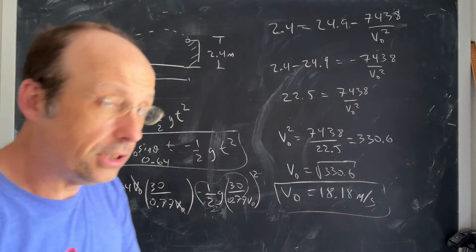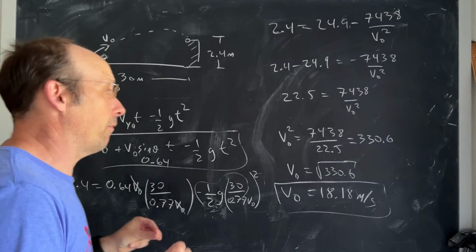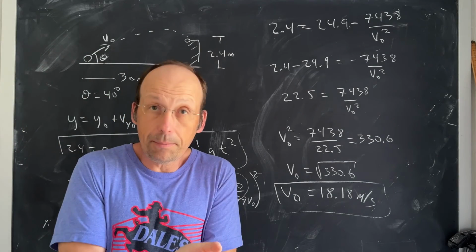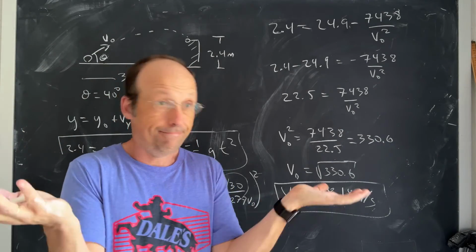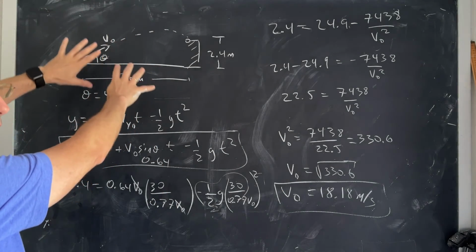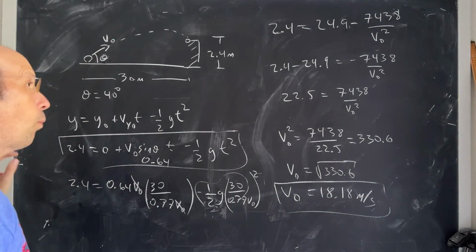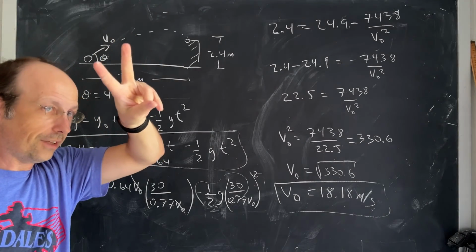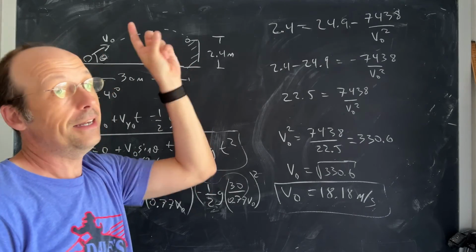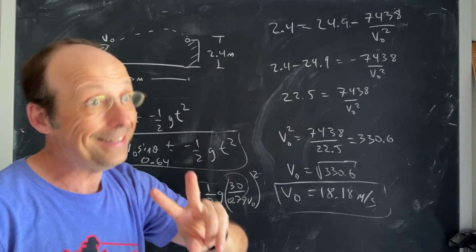So let's just take a step back here and look at what happened, right? Because it may seem like an overly complicated problem. It's projectile motion. I wrote down everything that I needed and what I wanted to find. There was two things I did not know. I did not know the launch velocity, wanted it. I did not know the time, didn't need it.